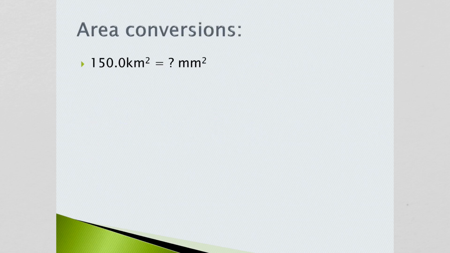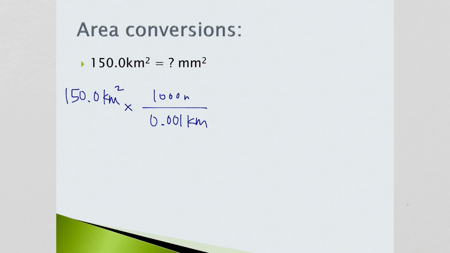Next, 150 kilometers squared to millimeters squared. So in this one, again, I'll switch up my method and use fractions just to show you that it doesn't matter which you choose. It's a style thing. And the conversion factor that we have here, even though it's squared, which means it's in 2 dimensions, we're going to treat it like it's a normal linear 1-dimension conversion. So that means 0.001 kilometers is 1,000 millimeters.